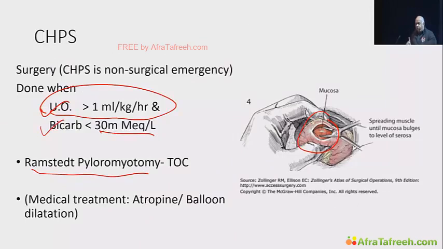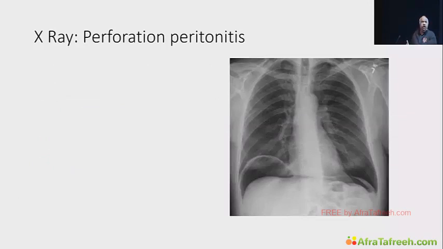Some names you need to remember, some you need not. Ramstedt you have to remember. This surgery was done by 2 surgeons, Ramstedt and Fredet, in 1920, almost 100 years ago. Still we are doing the same surgery. The name Fredet is not important, only remember Ramstedt pyloromyotomy. Now, this X-ray, I am sure 100% of students should identify, and you can identify. If you cannot identify this X-ray, then that's not a good sign.